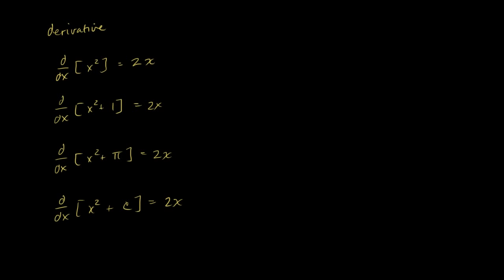Now let's go the other way around. Let's think about the antiderivative. One way to think about it is we're doing the opposite of the derivative operator. In the derivative operator, you get an expression and you find its derivative. Now what we want to do is, given some expression, find what it could be the derivative of.